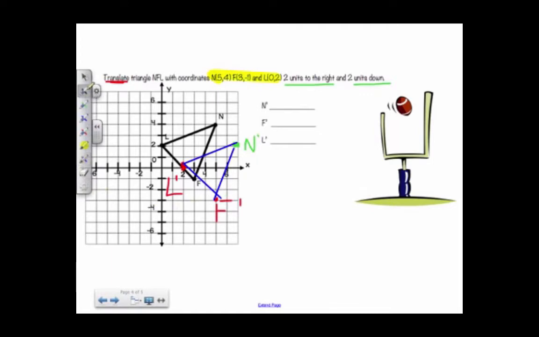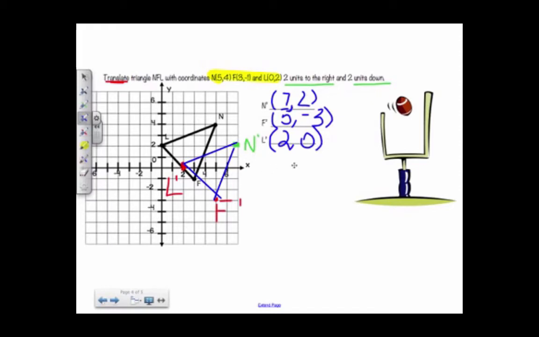All right. So now I have to write out what my new coordinates are. So let's go ahead and write out what the new N is. I went to the right 7 and up 2. So the new N prime is 7, 2. The new F, I went to the right 5 and down 3, so the new F is 5, negative 3. And then the new L, the L prime, be really careful. Don't tell me that this is 0, 2, because I went to the right 2 and up 0. So this coordinate right here would be 2, 0.